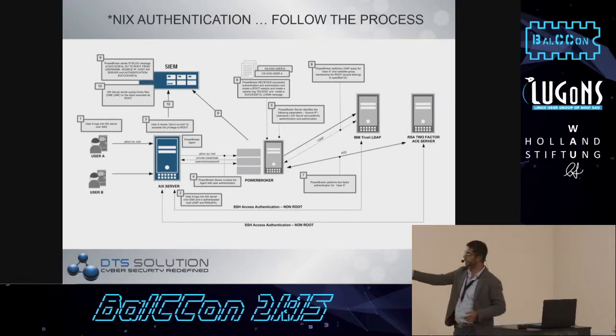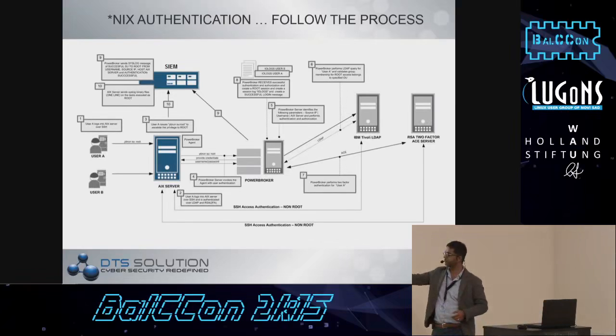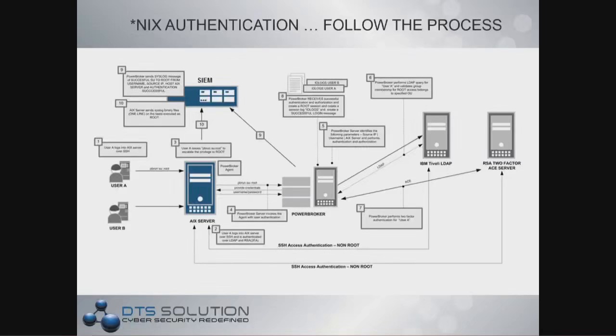So in this particular case, I have an AIX server, IBM AIX server. I have two users, user A and user B. They're both trying to SSH authenticate to the AIX server. So once they authenticate, you'll be able to differentiate user A and user B. But the moment they escalate the privilege to root level, sudo or su minus root, then they both become root, right? They both become root users.